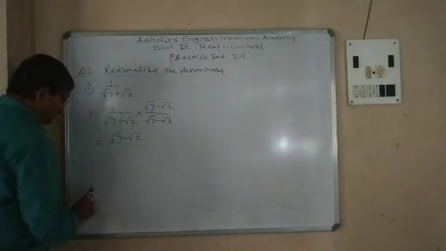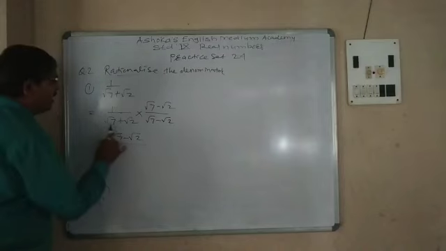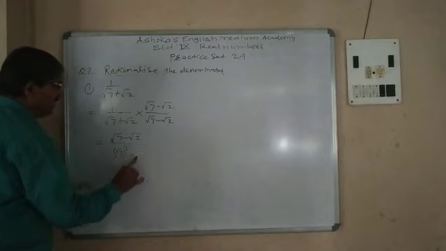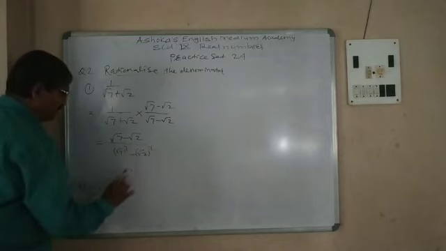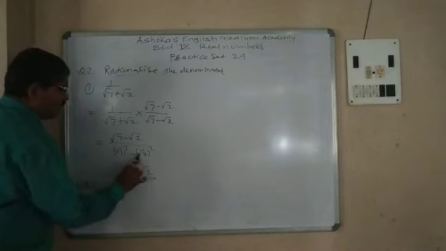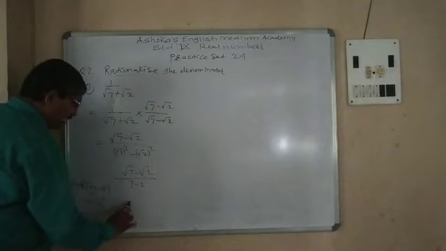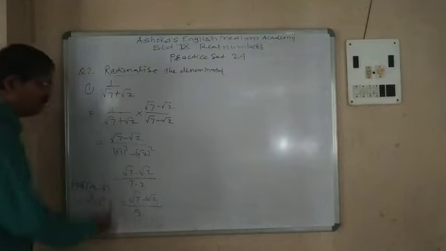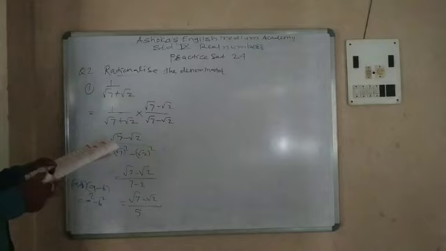And here you know a minus b and a plus b, their multiplication is a square minus b square. In a similar way, first term square minus second term square. So root 7 minus root 2 upon root 7 square, which is only 7, minus root 2 square, which is only 2, and thus your answer is 7 minus 2, which means 5. So this is the answer of rationalizing the denominator.